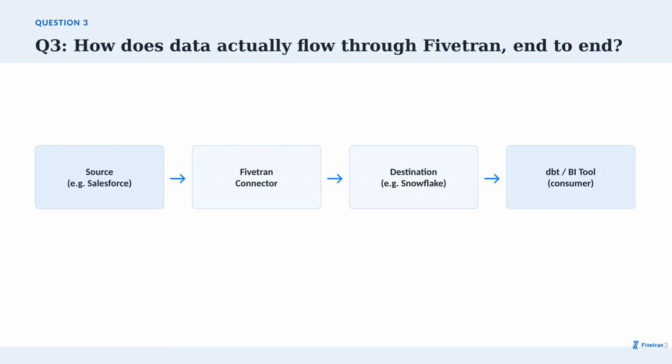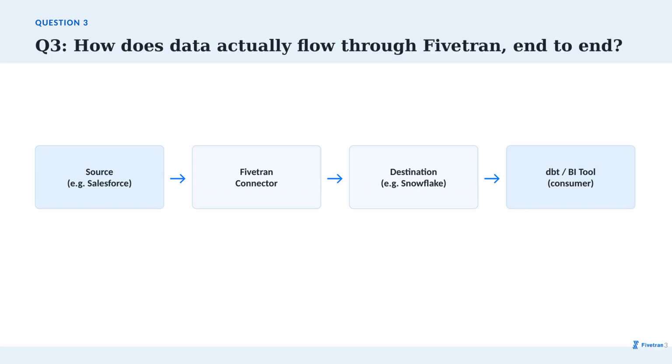Data starts at the source, a SaaS application like Salesforce, or a production database, wherever the actual business data genuinely lives. A Fivetran connector extracts the data on a schedule, handling authentication, pagination, and rate limits entirely automatically, without custom code. The destination is your data warehouse, Snowflake, BigQuery, or Redshift, where the extracted data lands in a genuinely structured, queryable form. From there, dbt or a BI tool becomes the actual consumer, building transformations and dashboards on top of data that's already reliably arrived.